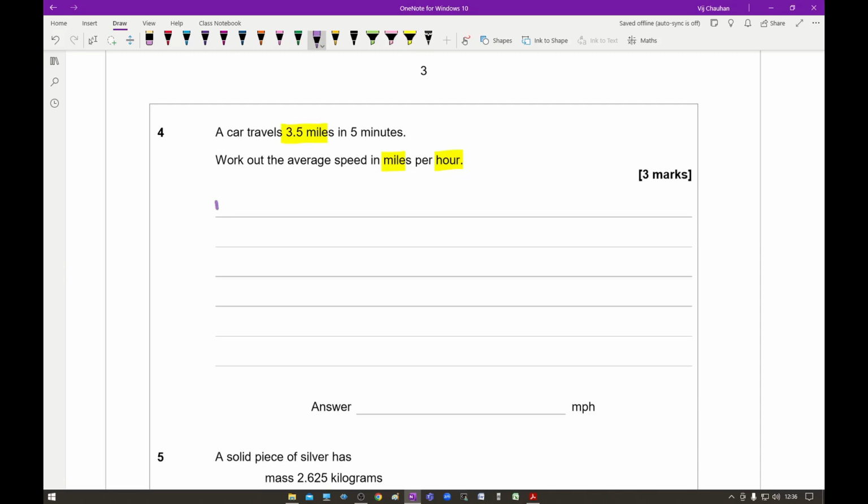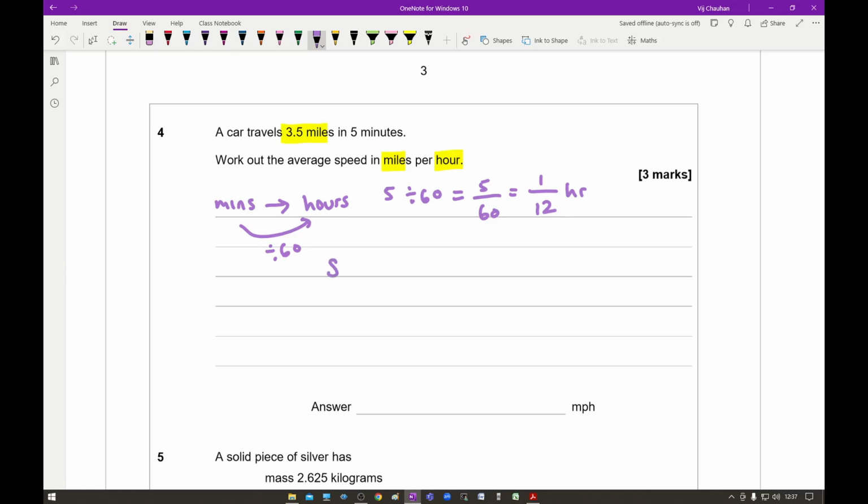Now to convert minutes into hours, all we need to do here is divide by 60. So from this, what we've then got is 5 divided by 60, which if I write as a fraction gives us 5 over 60, and I can simplify that as 1 over 12. So it's going to be 1/12 of an hour.